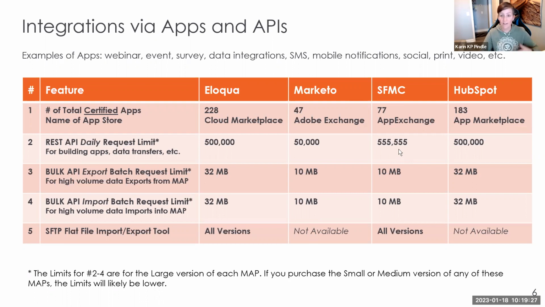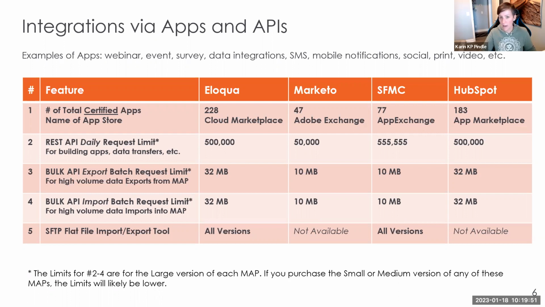Salesforce Marketing Cloud, you can see 555,000, 555. Whew. And then HubSpot is 500,000. So the one that's the most behind, you can glance at this and see that, is Marketo with the REST API strength, basically.